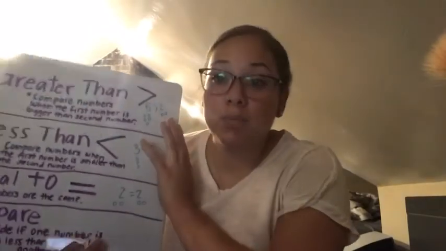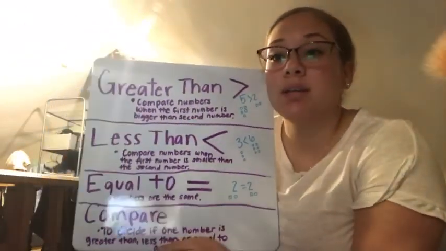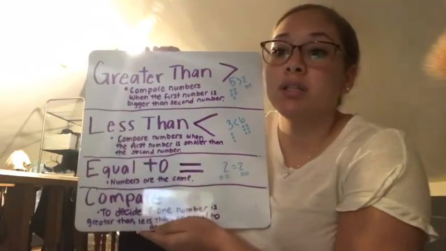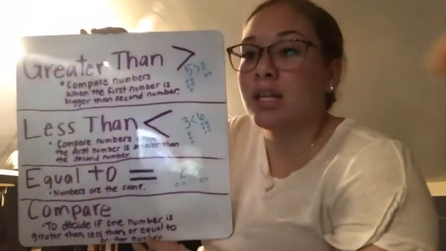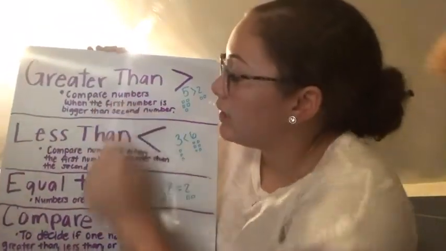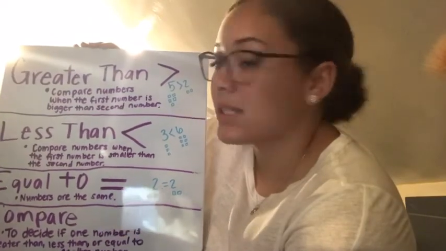So let's go over our vocab words. These are also posted in Google Classroom as well, so you guys can print them out and keep and review them and use them when you need help with homework and everything. So the first one is greater than. Greater than: compare numbers when the first number is bigger than the second number.